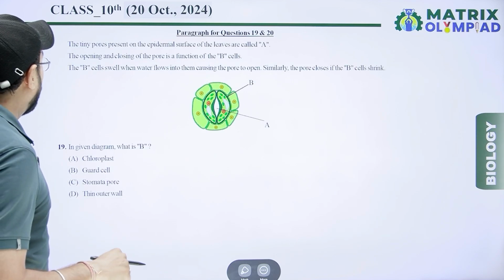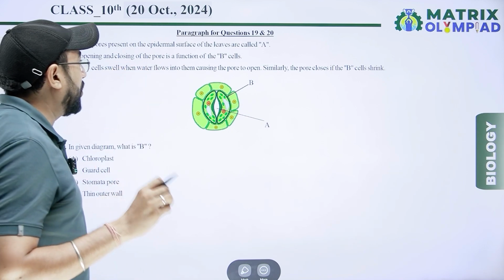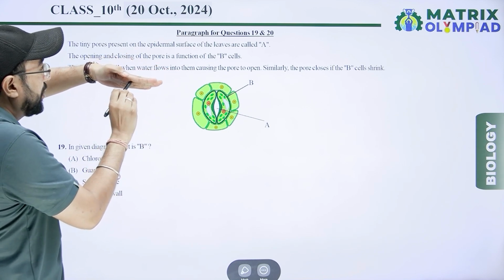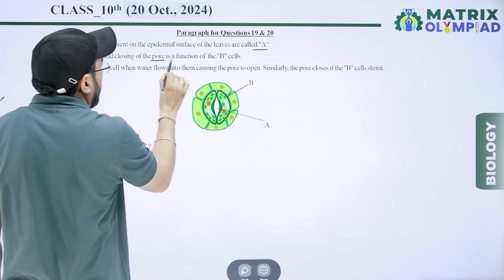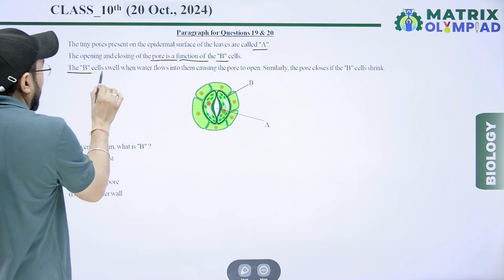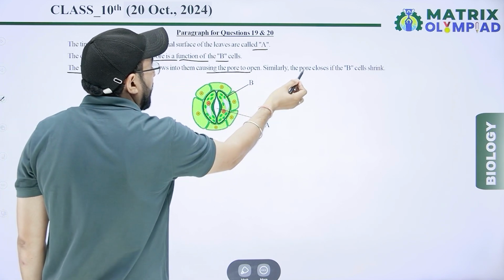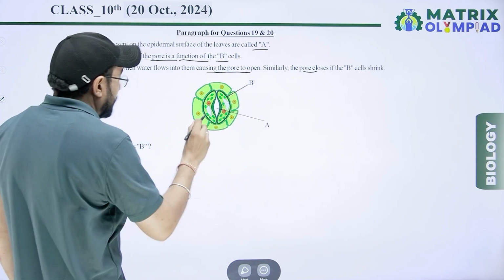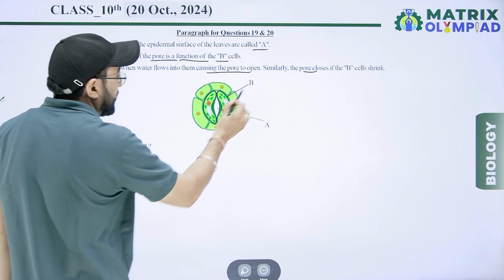Next, the tiny pores present on the epidermal surface of the leaf are called A. Epidermal surface, tiny structure, that is A. The opening and closing of the pore is a function of cell B. The cell B swells when water flows into them, causing the pore to open, and similarly the pore closes if the B cells shrink. In the given diagram, what is B?